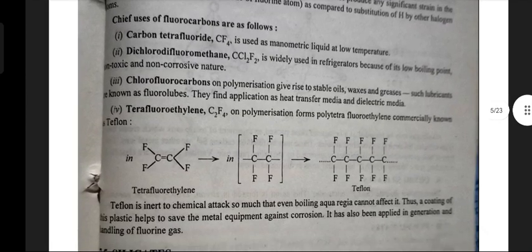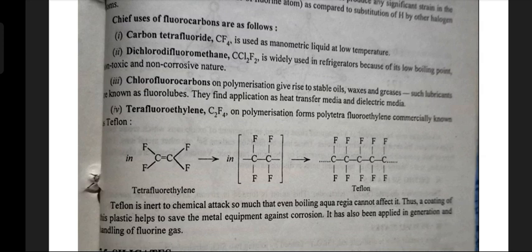The chief uses of fluorocarbons are as follows. Carbon tetrafluoride is used as a manometric liquid at low temperature. Difluoromethane is widely used in refrigerators because of its low melting point and non-corrosive nature. The chlorofluorocarbons on polymerization give rise to stable oils, waxes and greases. Such lubricants are known as fluorolubes.